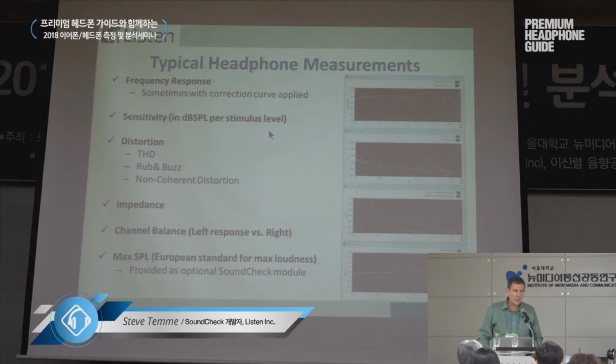Channel balance. We want to look at how well the earphones are matched left to right for good stereo imaging. And then maximum sound pressure level. There's a standard BSEN 50332, I believe. And that's something that deals with maximum sound pressure level so we don't hurt our ears, and there is a standard sequence from SoundCheck to measure that.